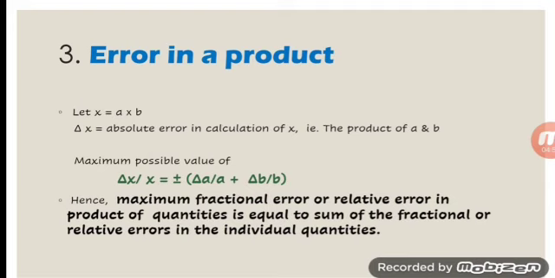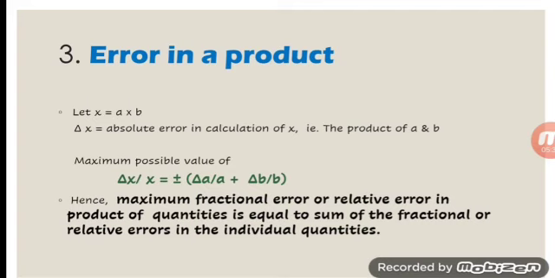Error in a product means the product of the two quantities. Let x is equal to a into b, where delta x is the absolute error in the calculation of x, that is equal to the product of a and b. Now solving in the similar way that we have done in the case of the sum and difference, let delta a be the absolute error in the measurement of a, delta b the absolute error in the measurement of b, and delta x the absolute error in the calculation of the product of a and b.